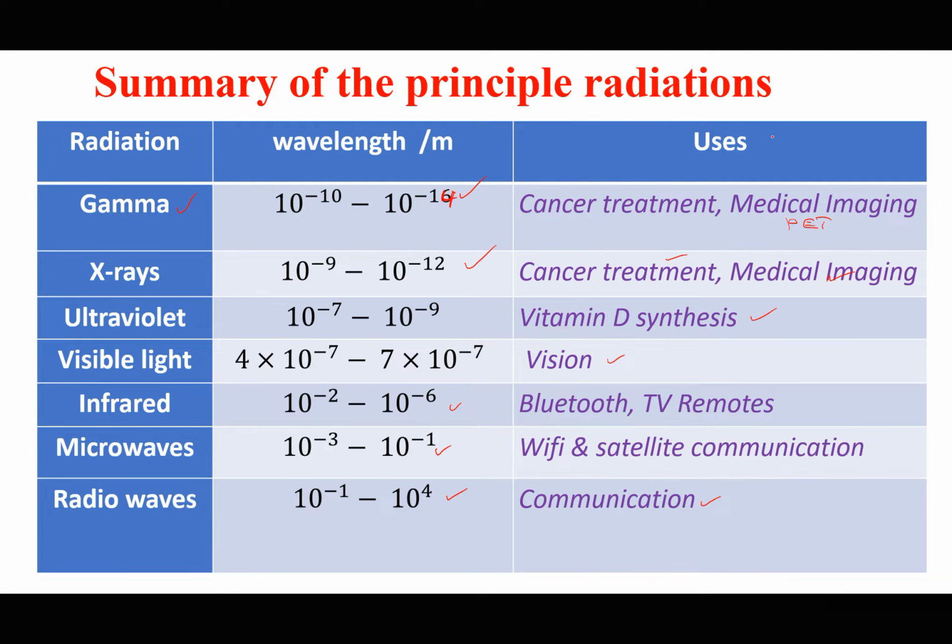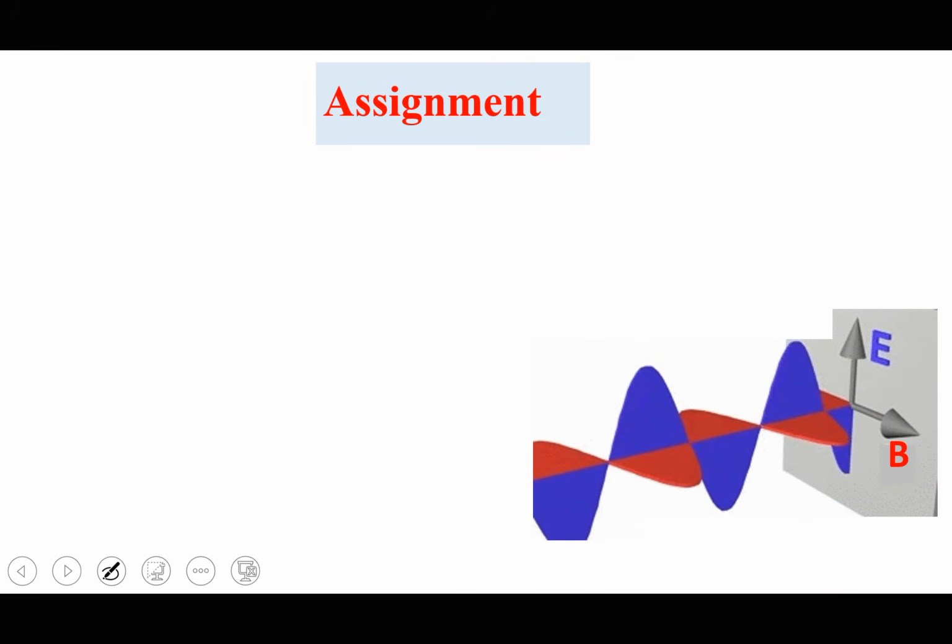Like I said, the uses are not very important for this level because you mentioned them in IGCSE. So that is the summary of these 7 regions of the electromagnetic spectrum. As an assignment, I'm giving an assignment.